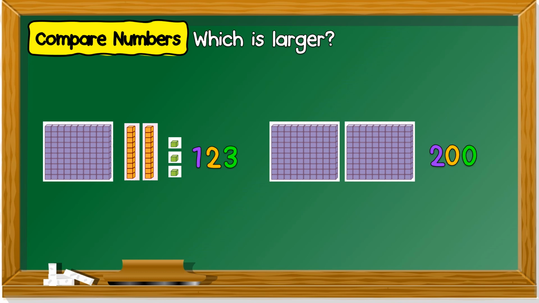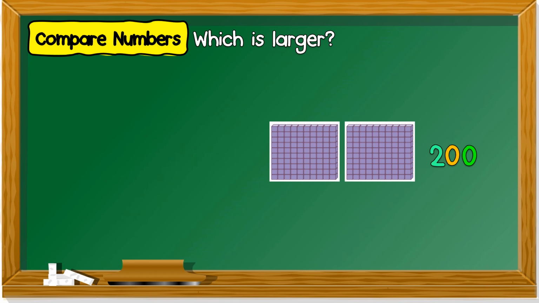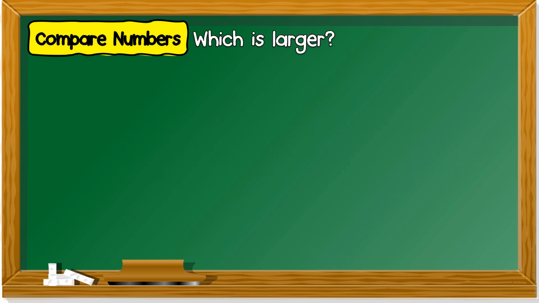Which is larger? We look at the hundreds. On the left, 1. On the right, 2. Which is larger? 2. Hence, the blocks on the right side is larger. Another example.